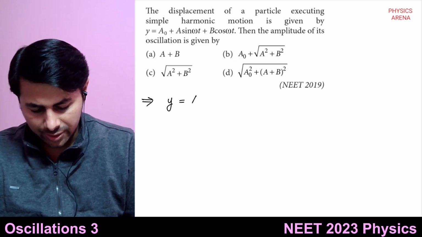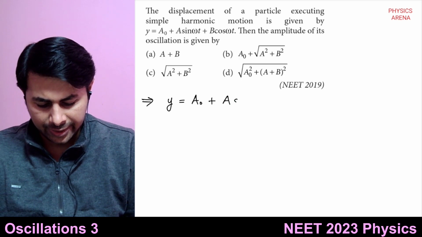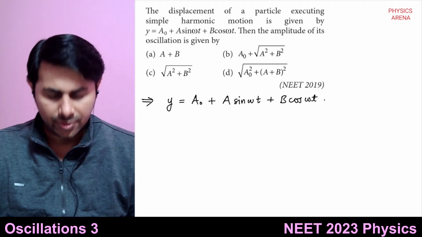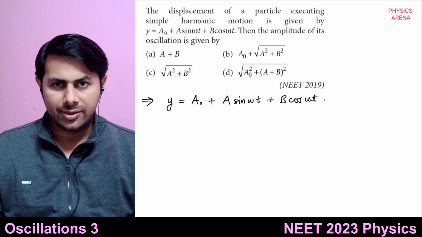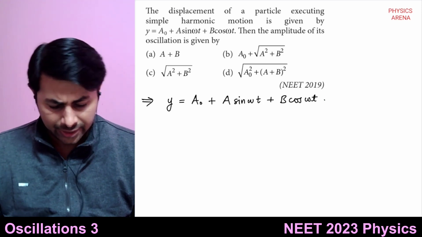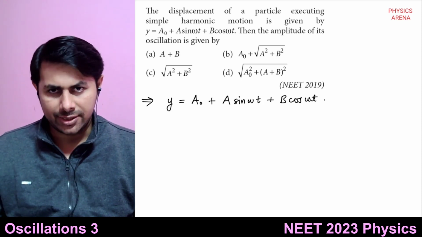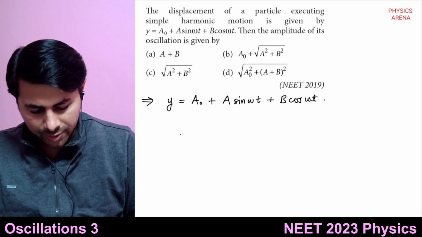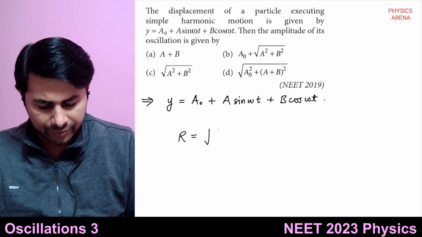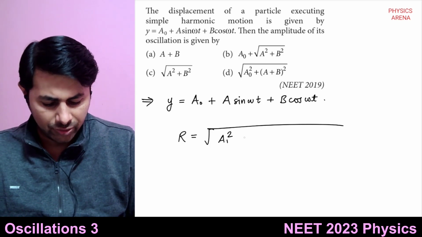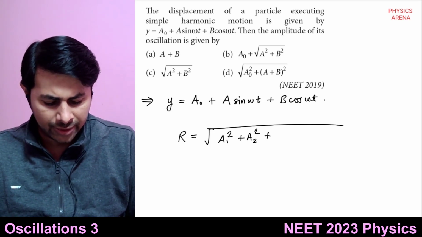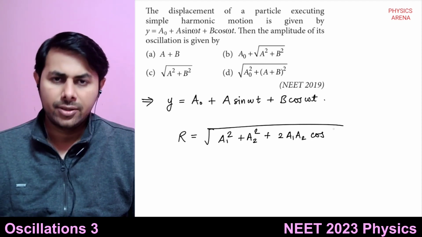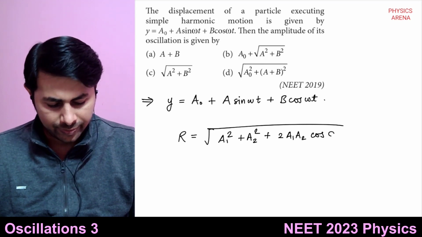I is equal to a naught plus a sine omega t plus b cos omega t. So here we have two SHMs, right? And yesterday we learned how to add two SHMs. Okay, option C, right? Amplitude is given by R is equal to square root of A1 square plus A2 square plus 2 times A1 A2 multiplied by cos of the phase difference between the two.